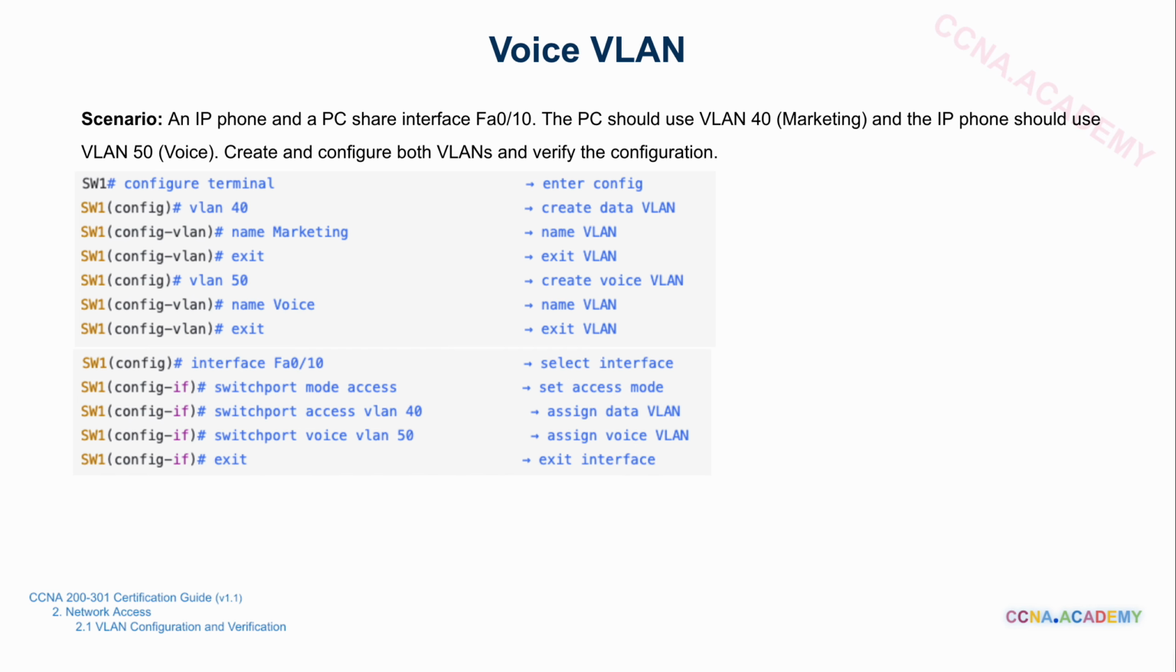Next, we configure the switch port as an access port, and assign the data VLAN to the PC, then set the voice VLAN for the IP phone. Finally, we verify the configuration by checking the switch port settings for interface FA0/10. The output confirms that VLAN 40 is used for data traffic and VLAN 50 is used for voice traffic, indicating the port is correctly configured.